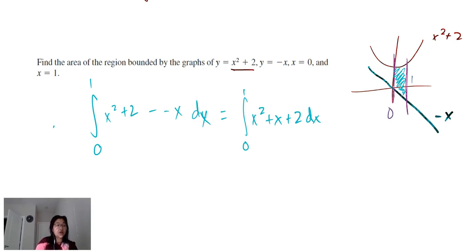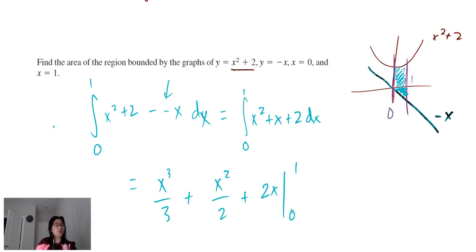Yes, because we have an area that's below the x-axis, right? But we want to count it as positive, so this minus a negative, that's okay. That still makes sense. We're adding in extra area. And then that's just power rule, right? So we integrate, using the fundamental theorem of calculus. So we get x cubed over 3 plus x squared over 2 plus 2x, and we're evaluating from 0 to 1.